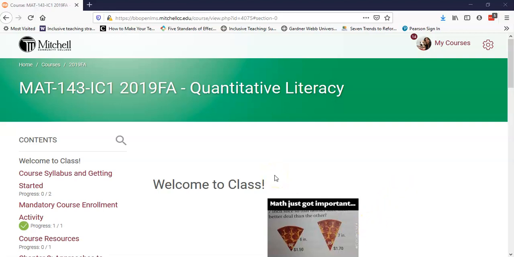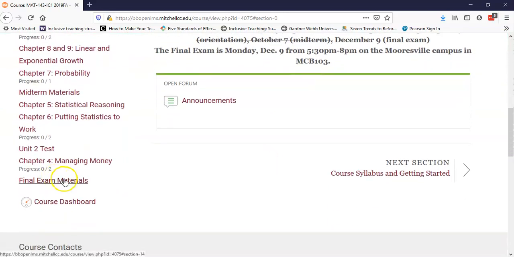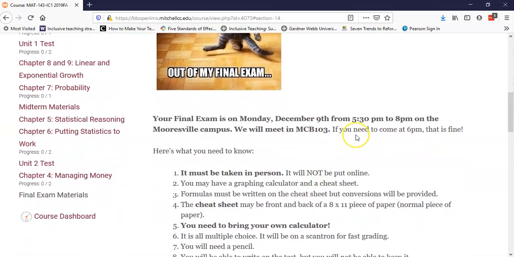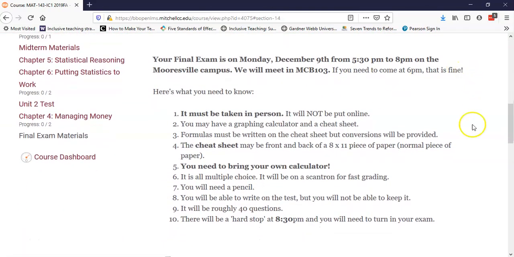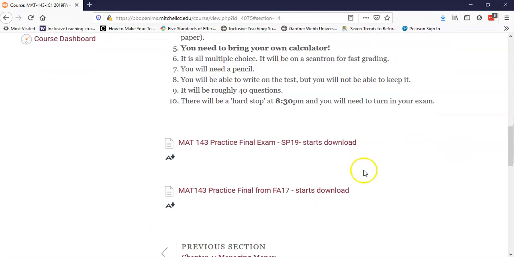When you log into Blackboard and you scroll to the bottom where it says Final Exam Materials, when you click on that, you're going to see information about when your final exam is and some of the rules, and you can read through this later on. It's in Blackboard and in your email. But you're also going to see two practice final exams. I'm going to look at the practice final exam from Spring 19. That's the most recent. The one from Fall 2017 is similar, but the one that you're going to be taking on Monday is most like the one from Spring 19.